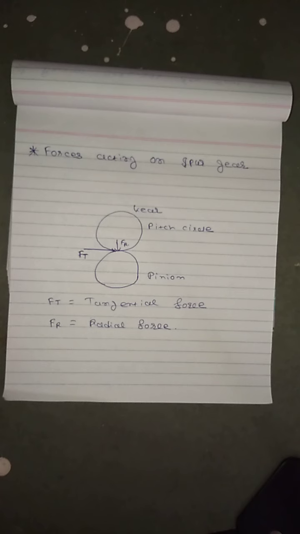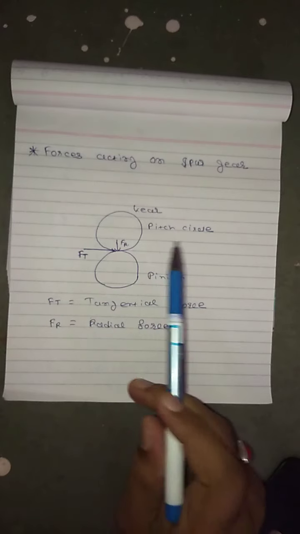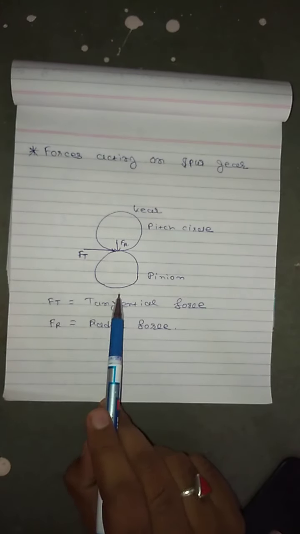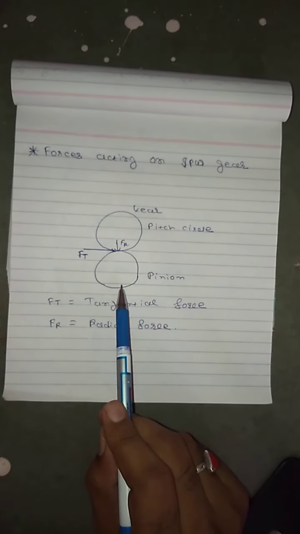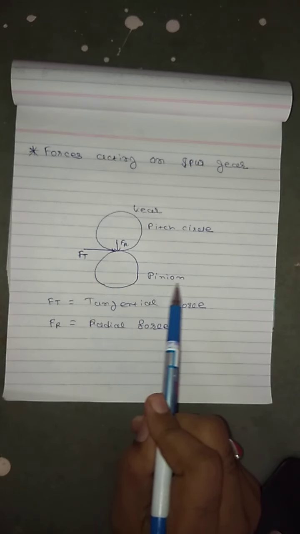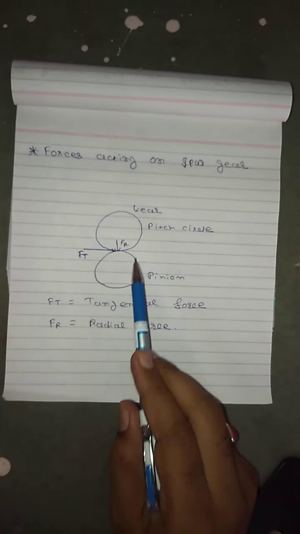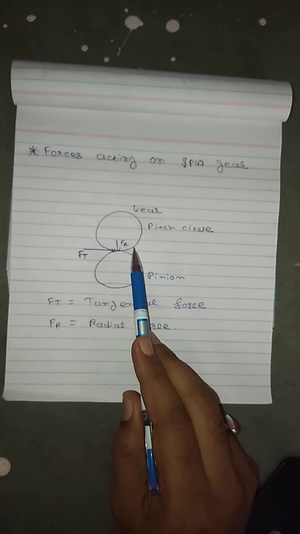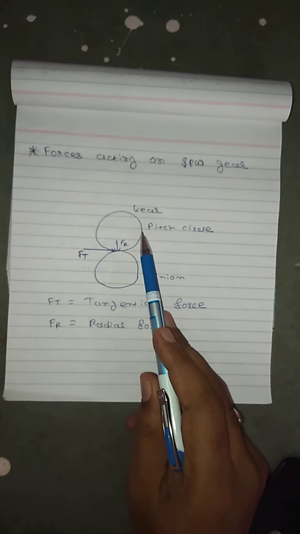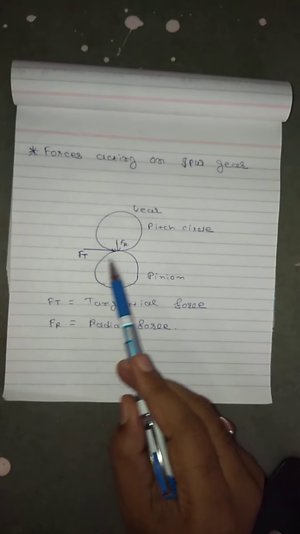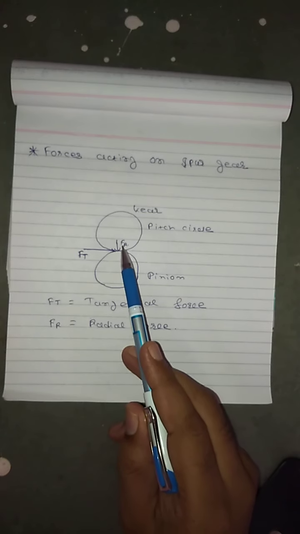As we know, the spur gear is transmitting the load from one shaft to another shaft. The gear attached in the driving shaft is known as gear, and the gear attached in the driven shaft is known as pinion. So here, this is the pitch circle of gear, and this is the pitch circle of pinion.